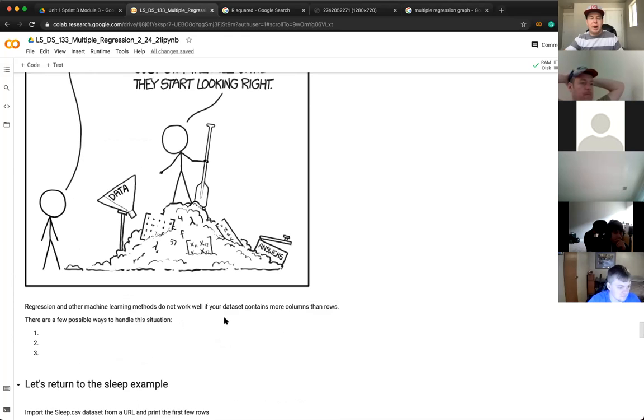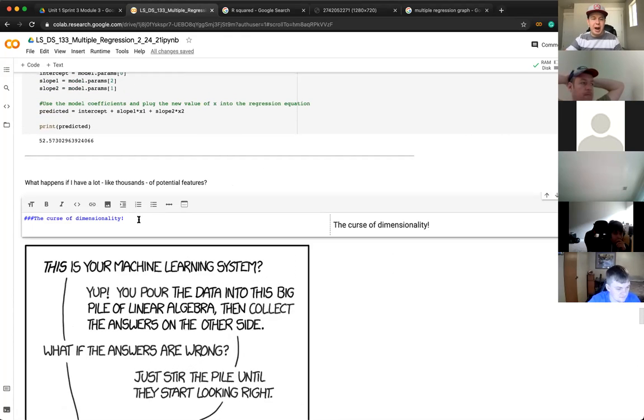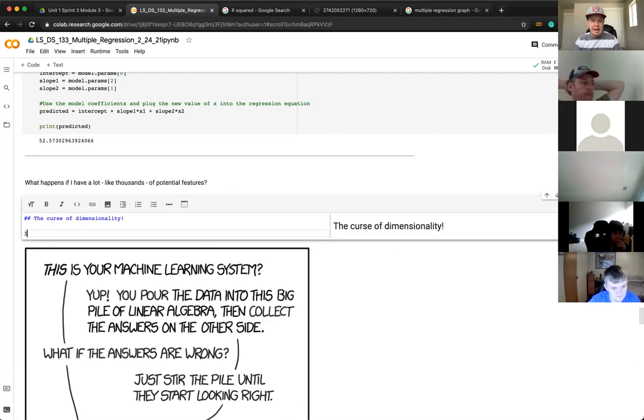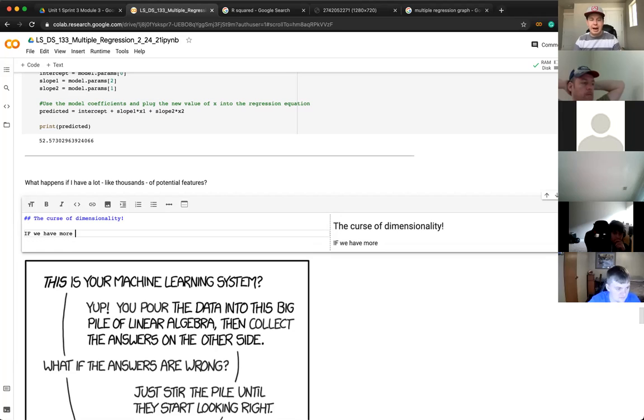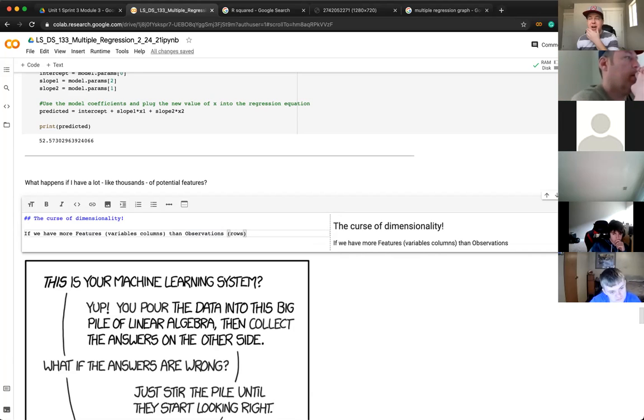So what the curse of dimensionality is really all about is if we have more features than observations. Well, what is another synonym for features in a model? Variables. But when it comes down to my data set, these are columns of my data set. If I have more columns in my data set than I have observations or rows in my data set, then I may run into this problem of the curse of dimensionality.